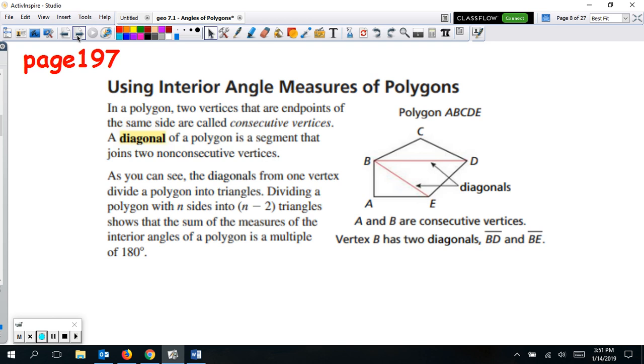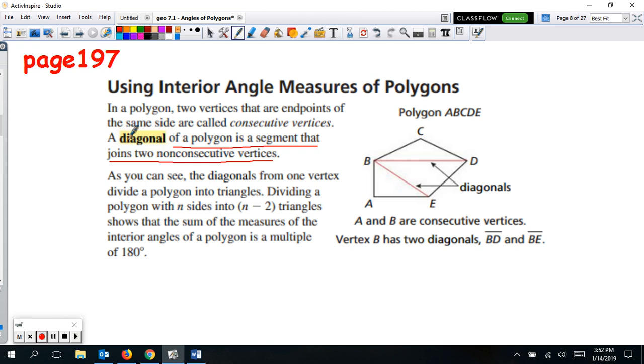All right, so page 197 in your notes. You want to turn to 197. It says using interior angles and measures of polygons. So first of all, it's the vocabulary page there, and the first vocabulary word is a diagonal. It says a diagonal of a polygon is a segment that joins 2 non-consecutive vertices. And that's what you can put down there on your paper for what a diagonal is in the vocabulary.